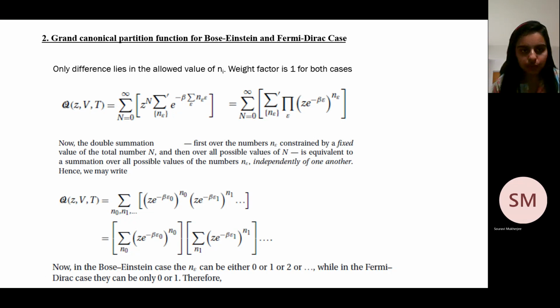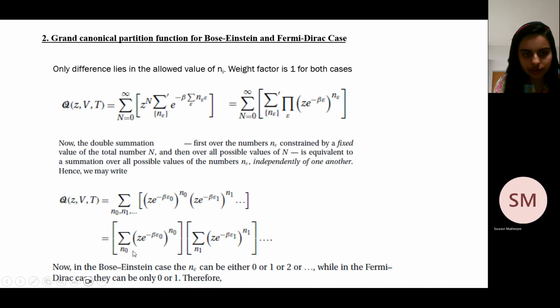Now, for a boson, depending on the possible values of n epsilon, you can have all values of n epsilon from 0 to infinity, right? So these two summations can be written as a product of summations as given here, right?